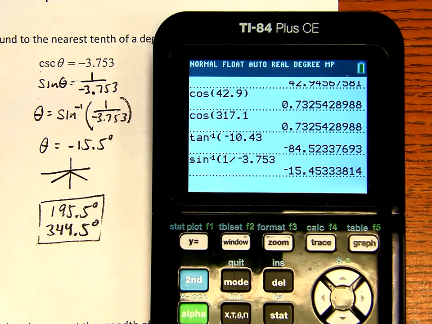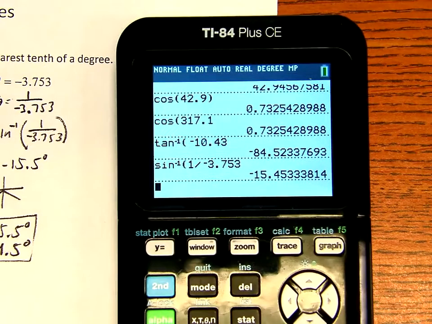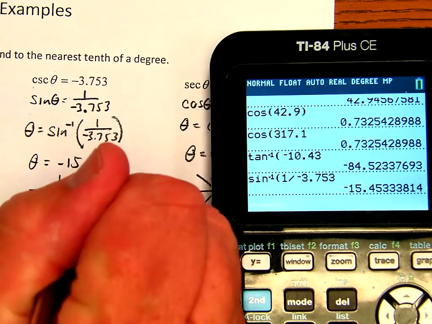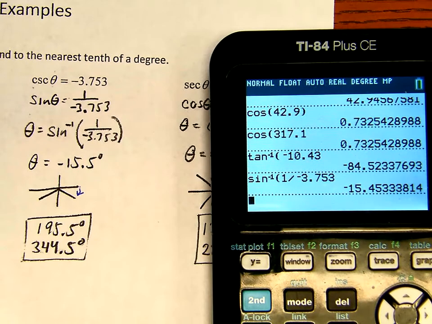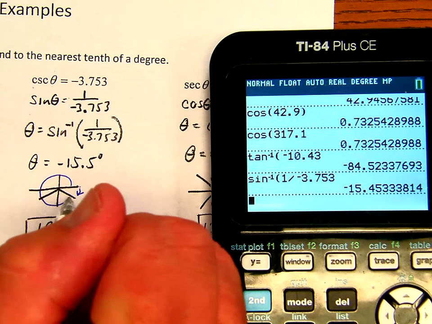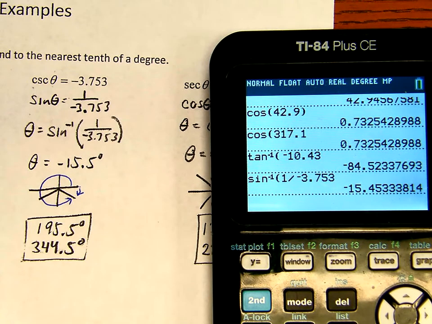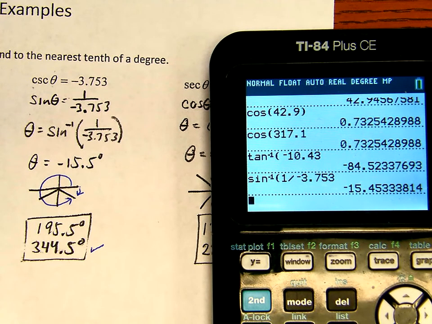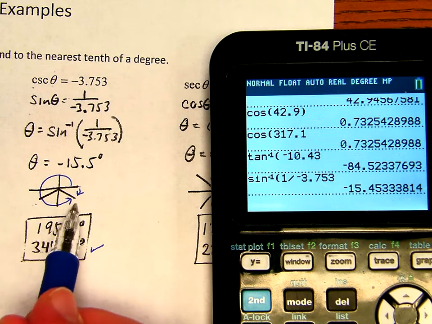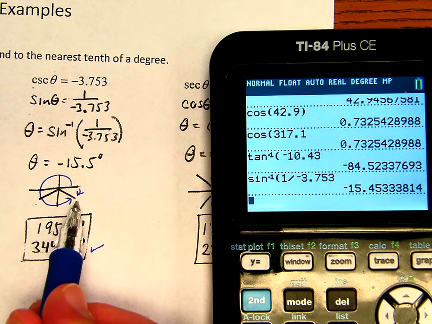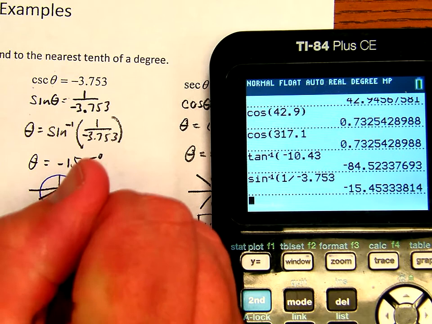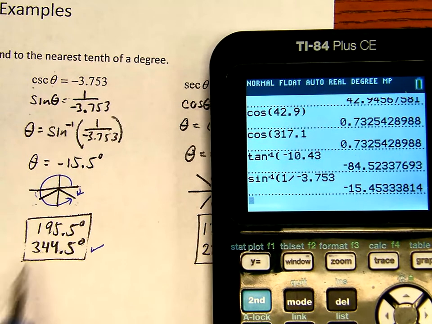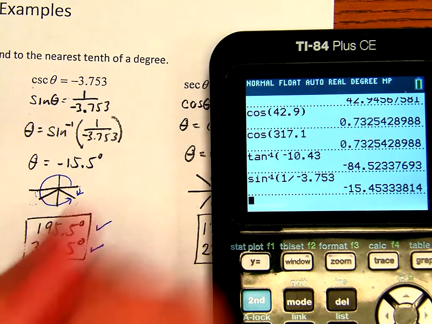Okay, negative 15 point something isn't in a 0 to 360 interval. What it did was give us the fourth quadrant solution rotating in a negative direction. We need to get the fourth quadrant solution rotating in a positive direction. So it'll be 360 minus 15.5. That gives us that solution right there. We know sine and cosecant are negative in the third and the fourth quadrants. They both have to have the same reference angle. So if we're 15.5 degrees away from there, we have to be 15.5 degrees away from there. So 180 plus 15.5, 195.5.